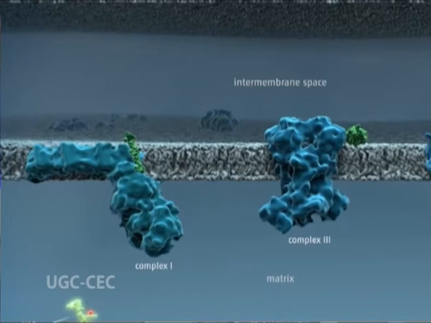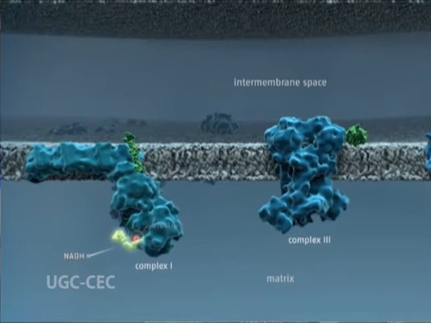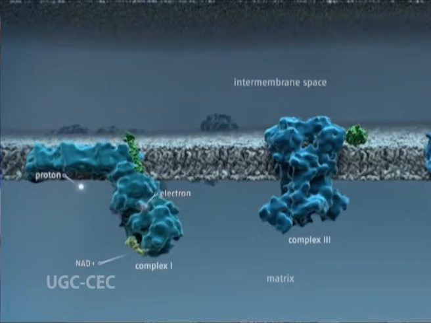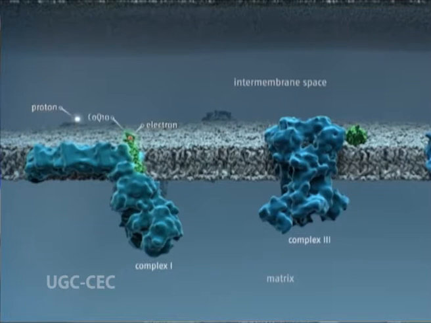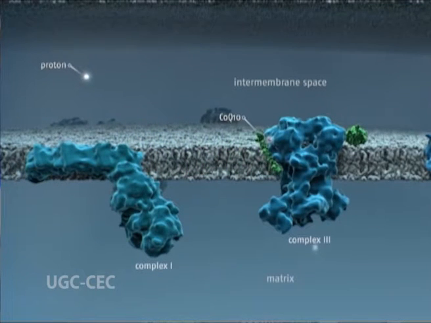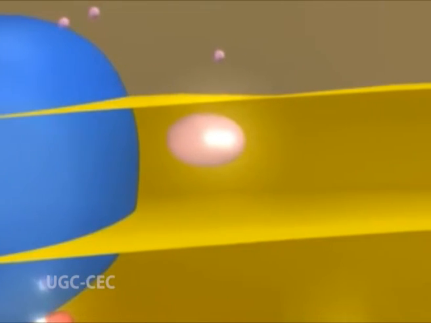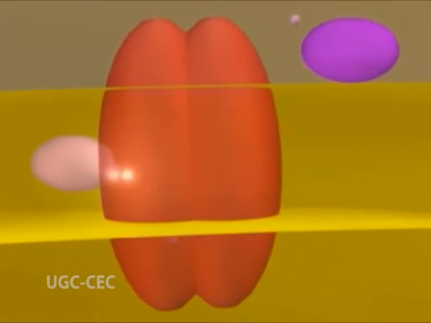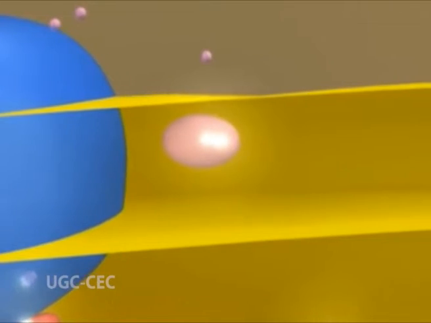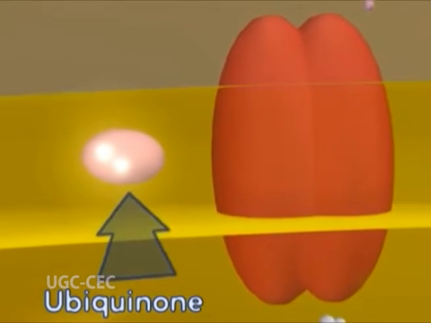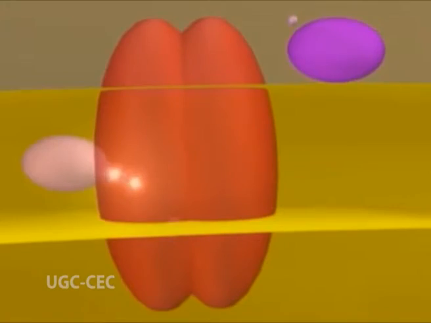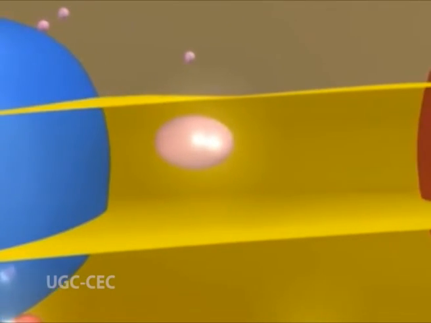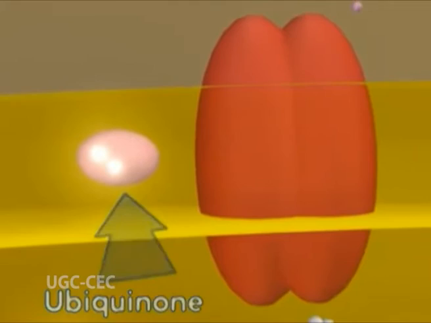Complex 1 to complex 3. Electrons and protons are transferred from NADH Q reductase to ubiquinone to form ubiquinol. It is small and hydrophobic and may therefore diffuse freely through the inner mitochondrial lipid bilayer, passing electrons and protons between the less mobile protein complexes.